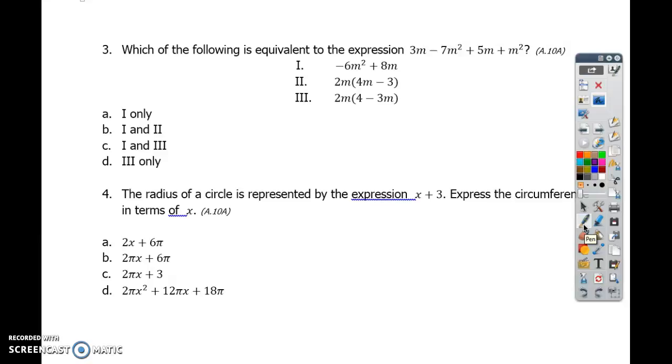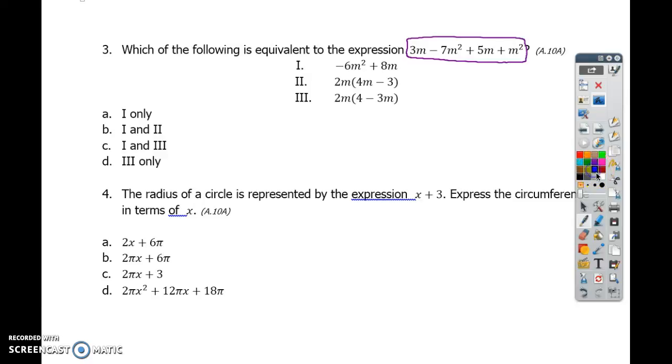Problem number 3 says, which of the following is equivalent to the expression 3m minus 7m squared plus 5m plus m squared? And they give you 3 options. It says Roman numeral 1, Roman numeral 2, Roman numeral 3, and it has different things on there. So what I suggest you do is that you work the problem out first, combine like terms, and see which one of 1, 2, and 3 give you the same answer.